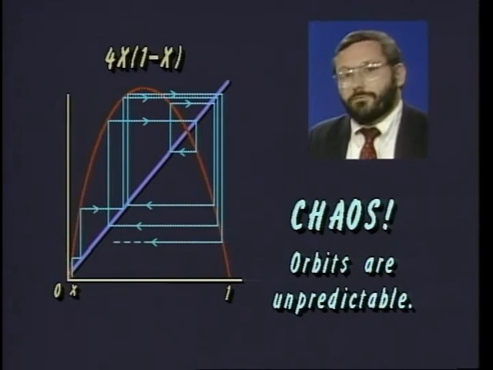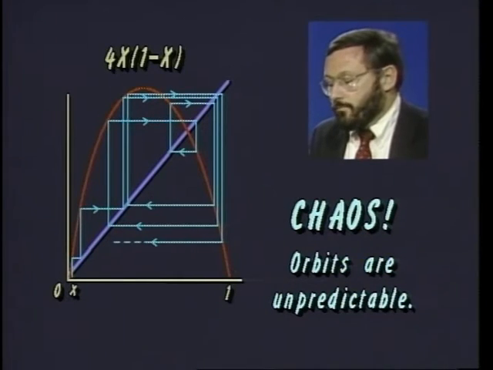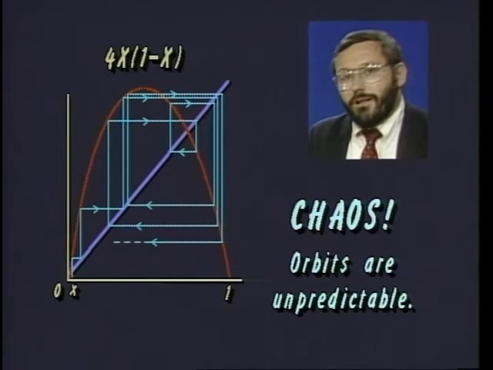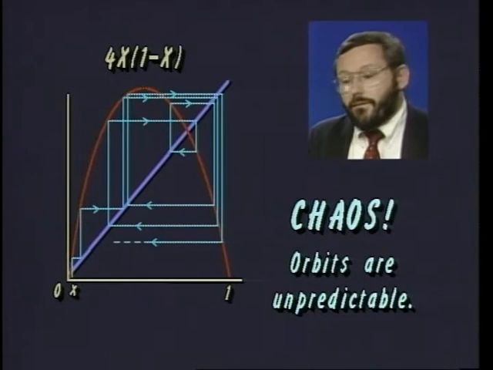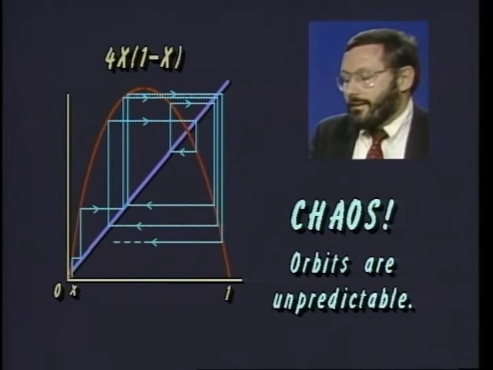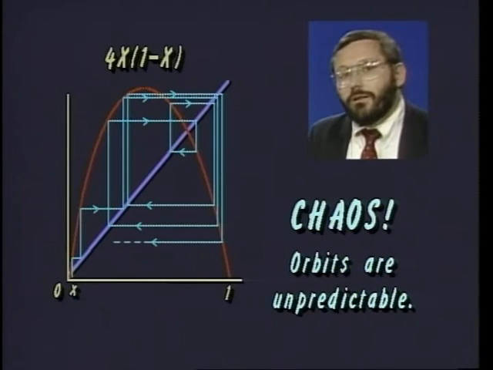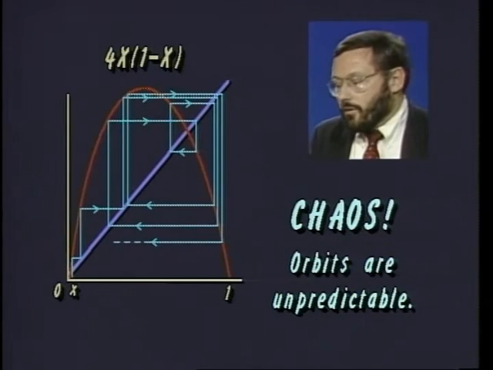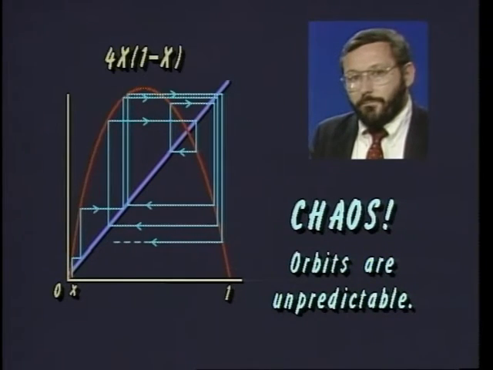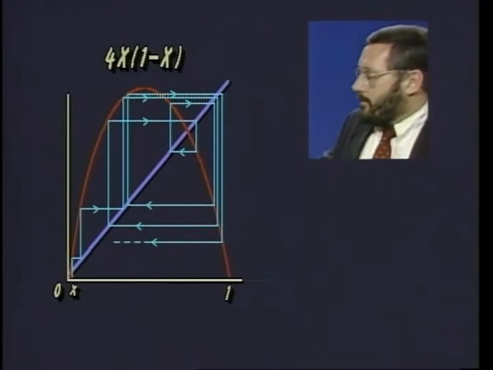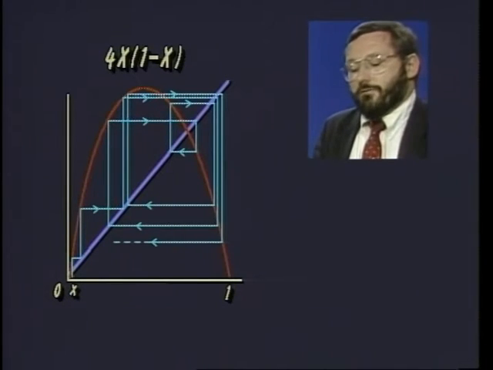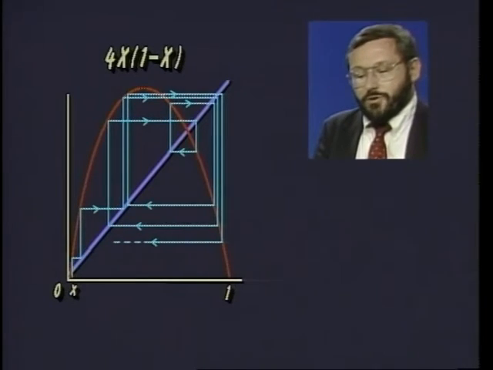So this harkens back to what I said in the beginning of the lecture. Here is a dynamical system that, unlike the weather or unlike the economy, depends on only one variable. Yet, despite the fact that the expression is so simple, the orbits, the dynamics, are completely unpredictable. This is the major discovery in mathematics, or one of the major discoveries in mathematics in the last 15 or 20 years.